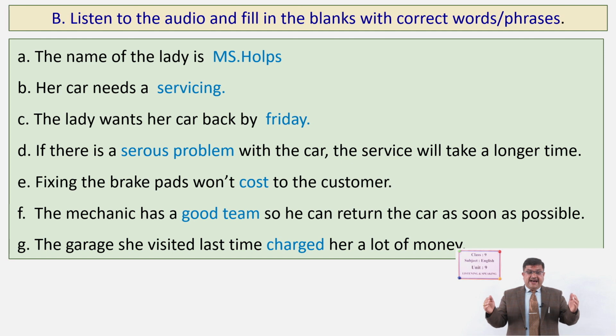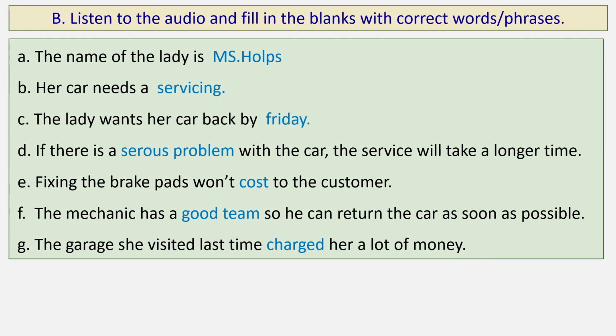Number G, the garage he visited last time charged her a lot of money. What is the right answer? Charged. So number A, Mrs. Hobbs. Number B, servicing. Number C, Friday. Number D, serious problem. Number E, cost. Number F, good team. And the last number is G, charged.